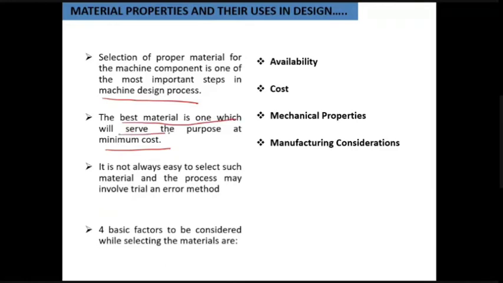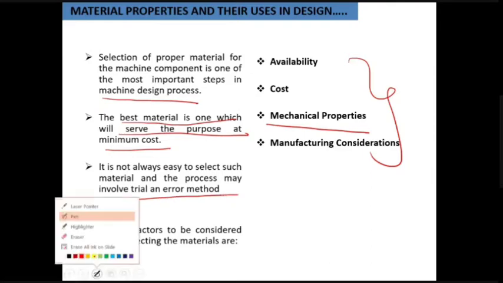Very important dialogue. I have not written this dialogue for time pass. Sometimes what happens, I go on talking and you may not listen, so at least you can read it out. The best material is one which will serve the purpose at minimum cost. It means it will serve all the purposes, especially mechanical properties, but at a lower cost. It is not always easy to select such a material, and the process will involve a trial and error method. Obviously, it's a trial and error method.